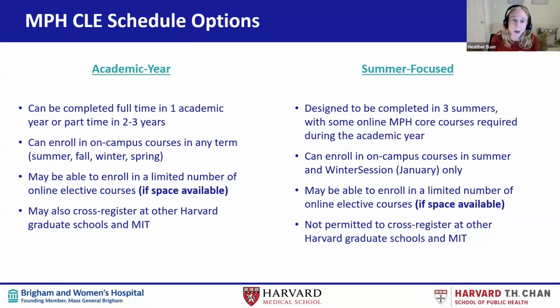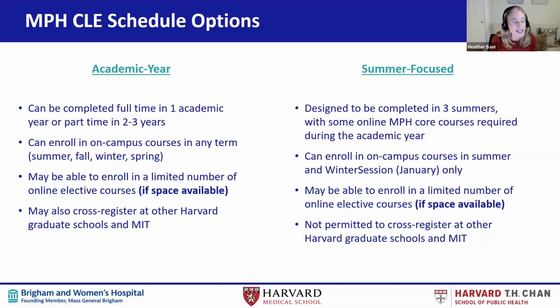It currently says part-time over 2 to 3 years, although I just found out that in the future, this is actually going to be 2 years only. So part-time students will have 2 years. The fact of the matter is most of our students already complete it part-time in 2 years anyway, so that's not a dramatic change, but that's something that's going to be happening, it sounds like, next year. So basically 1 year full-time or 2 years part-time if you do the academic year option.